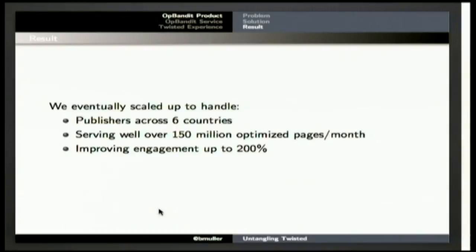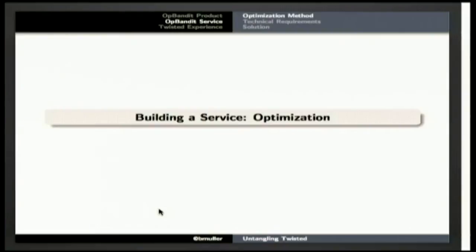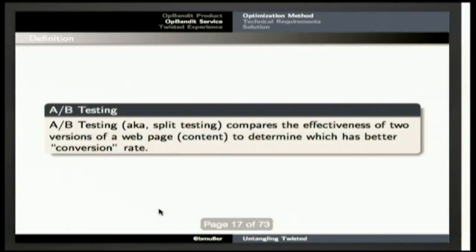We eventually scaled up to handle publishers across 6 countries, serving well over 150 million optimized page views per month, and improving engagement up to around 200%. So to actually build this, we took advantage of an optimization process called the Multi-Armed Bandit, which is a type of problem that is a more advanced version of A/B testing.